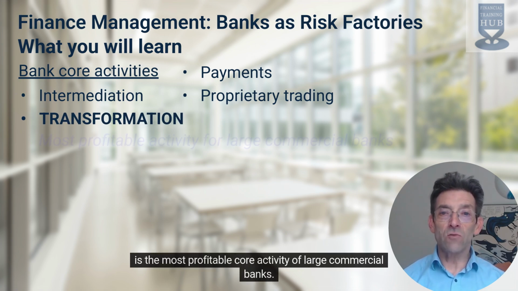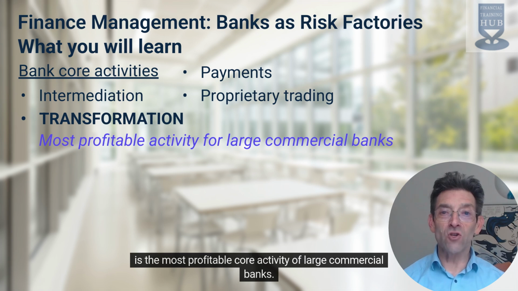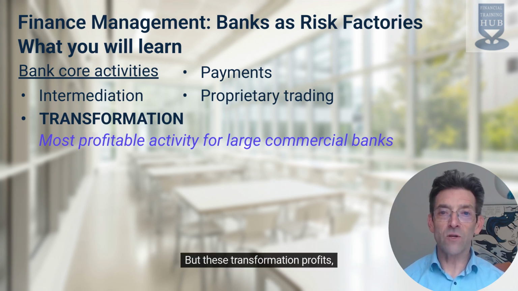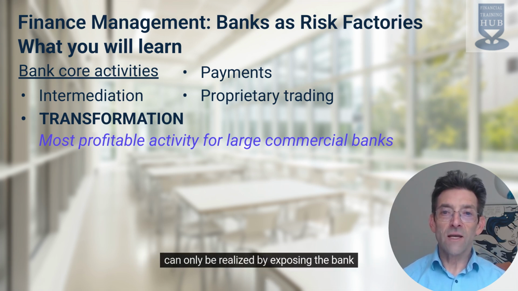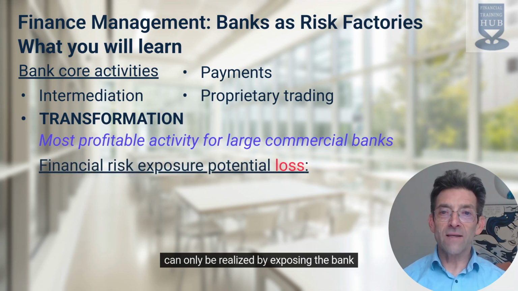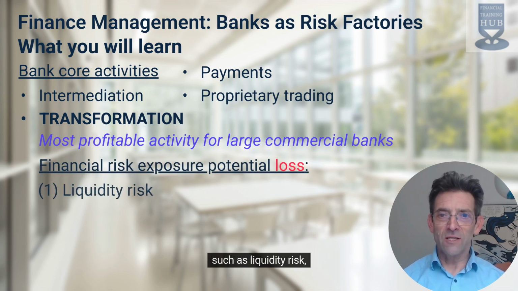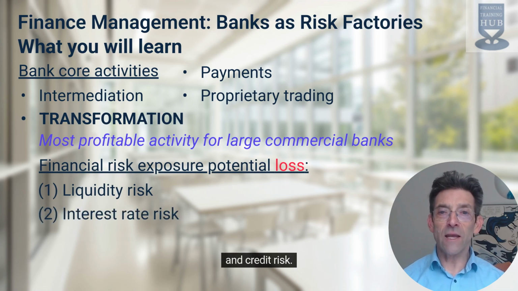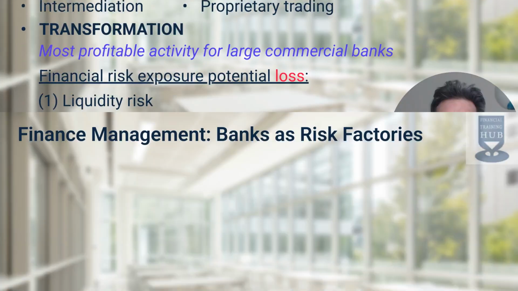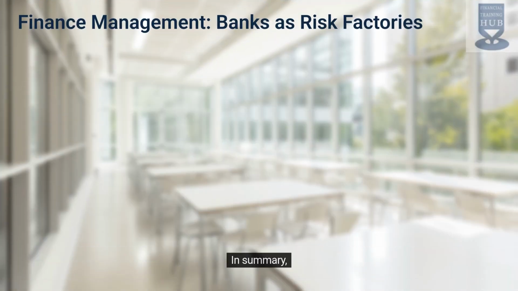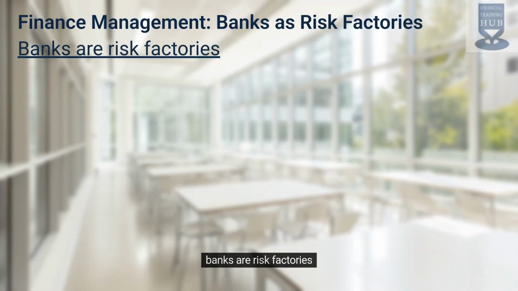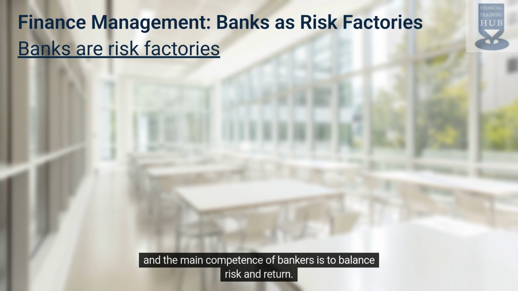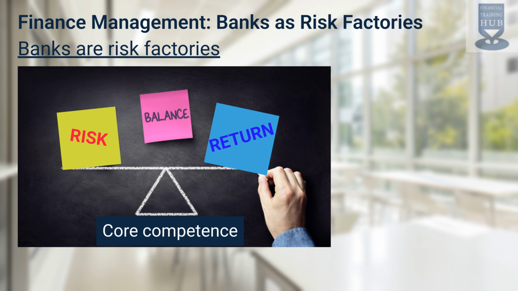Transformation is the most profitable core activity of large commercial banks. But these transformation profits can only be realized by exposing the bank to potential losses of financial risks, such as liquidity risk, interest rate risk, and credit risk. In summary, banks are risk factories, and the main competence of bankers is to balance risk and return.